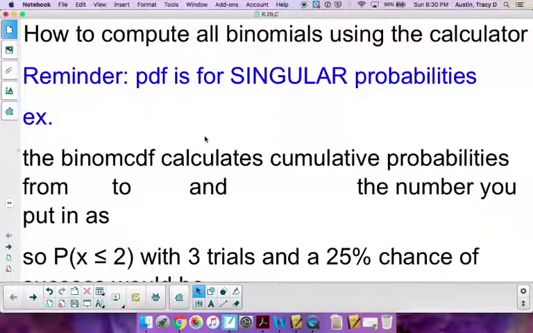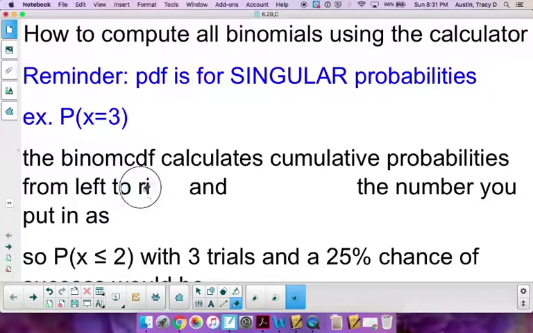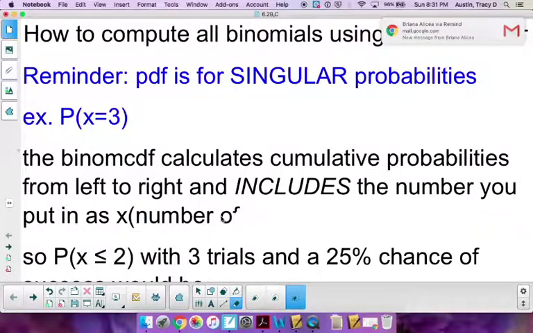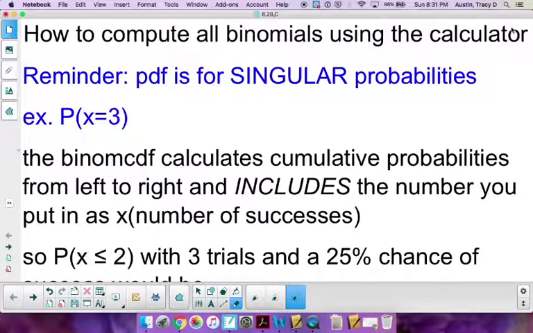Okay, so just as a reminder, PDF is for singular probability. So if you're doing a binomial PDF, that has to be for a very specific singular probability that you're working with. The binomial CDF calculates cumulative probabilities. And remember, we talked about this, it goes from left to right. And here's the thing, it includes the number that you put in as your X, which is your number of successes. Okay, so if you want something to be included when you're doing your binomial CDF, then you need to make sure that you're actually putting that number in when you're doing a less than or equal to.